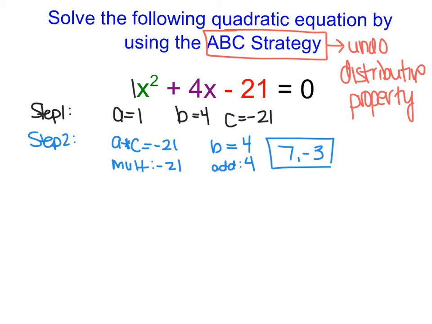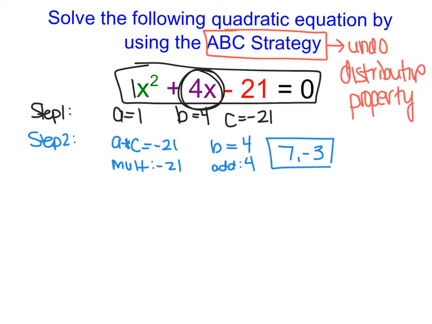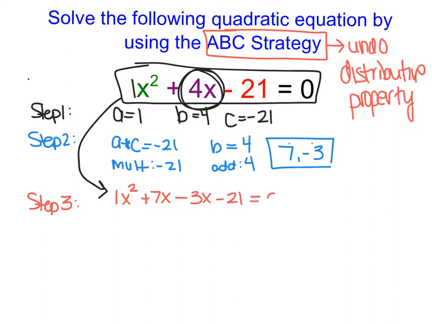So now what we're going to do is take this original trinomial here, and rewrite this middle term of 4x as 7x plus negative 3x. So our third step here, if you are a steps person, is to rewrite this as 1x squared. Then we're going to use the 7 and the negative 3 to rewrite that 4x. So we have plus 7x minus 3x minus 21 is equal to 0. So then from here, we use factoring by grouping in step 4.